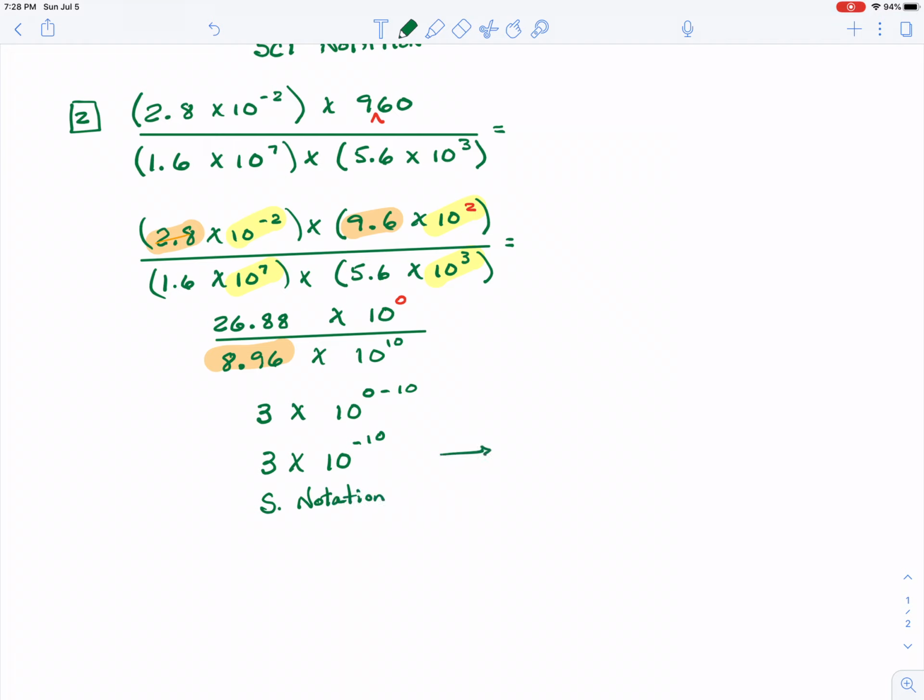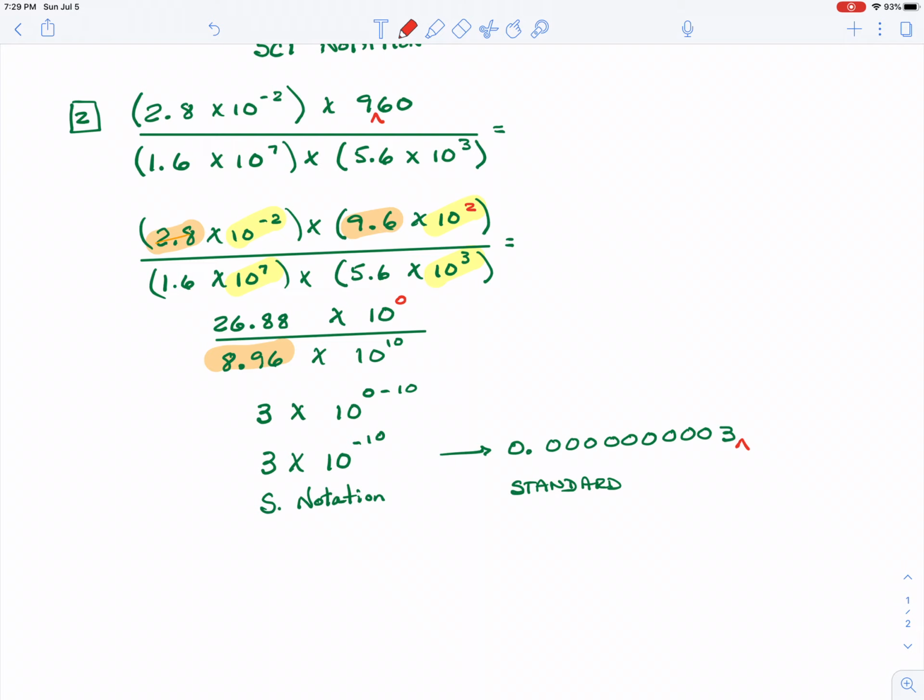And if we were asked to take it to standard form, I have to think about how many zeros that would be. 1, 2, 3, 4, 5, 6, 7, 8, 9, and then the 3 itself would be the 10th. So if I move that 10 spaces back to the left, is that right? I'm having trouble making sure I've done this correctly. Yes, I think that's correct. That takes me back to where I want to be.